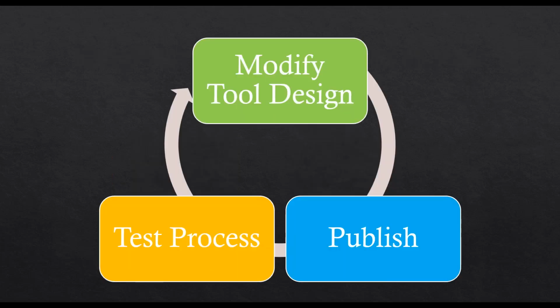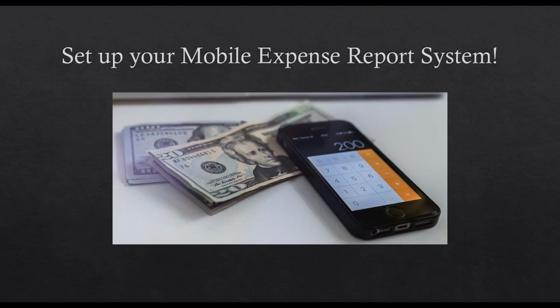So this is an agile development approach. This just kind of illustrates that cycle. We want to set up our form at first, make adjustments to it, publish out those changes, test the process, and take an iterative approach just to prove out our process and incorporate the requirements.